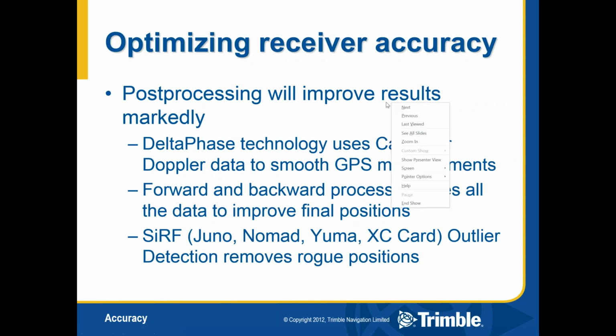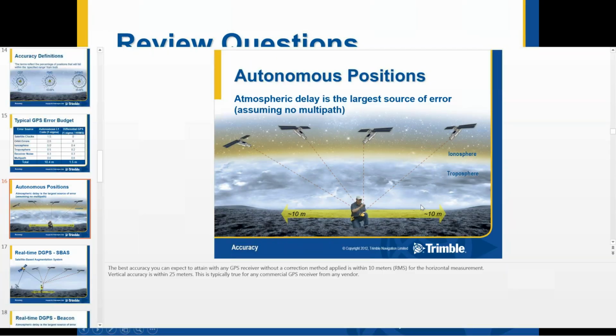Post-processing improves results. It does forward and backward processing, uses all the data, and then it does some extra stuff for these Nomads. We call these SiRF-based chips. These are small GPS chips, the Juno, the Nomad, the Yuma. This is kind of a chip that's maybe in cell phones now. It's just a smaller chip. The accuracy is not as good. It's better than autonomous, it's just not as good as a GPS that has a big old antenna on it. The antenna on these devices, the SiRF chip, is probably the size of a fingernail. There's not much to it.